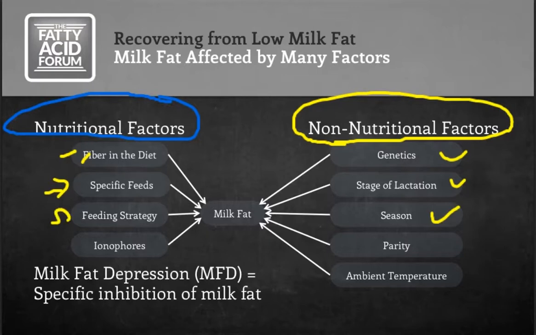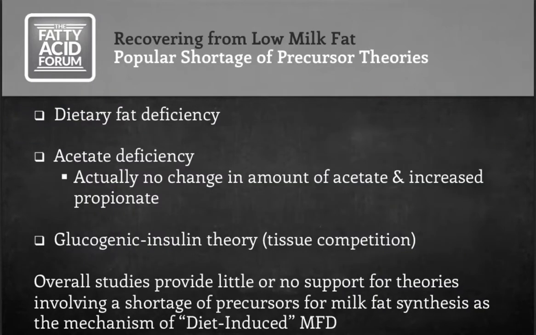Now, these nutritional factors lead to what we call classical diet-induced milk fat depression. And diet-induced milk fat depression is characterized by specific inhibition of milk fat. It's really a neat case where we do not have a decrease in milk yield, we do not have a decrease in protein yield, we only have a decrease in milk fat synthesis.